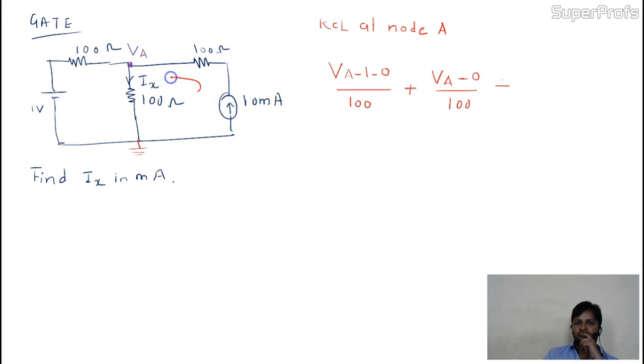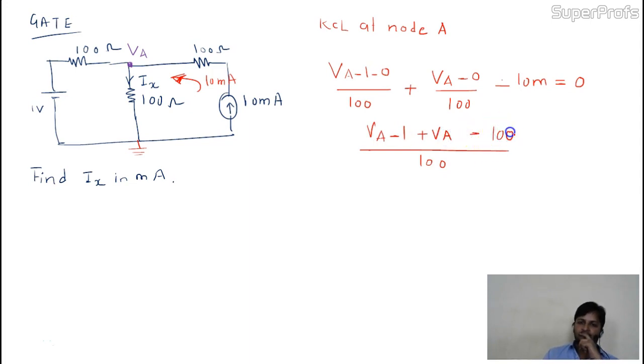And here already current is coming. So no need to write this VA minus something. The current is 10 milliamp. It's incoming current, and incoming current we consider negative. So this is 10 milliampere current equal to 0. Is it clear to you? Now take LCM over here. VA minus 1 plus VA minus 0, equal to 0. I think it's clear to you.